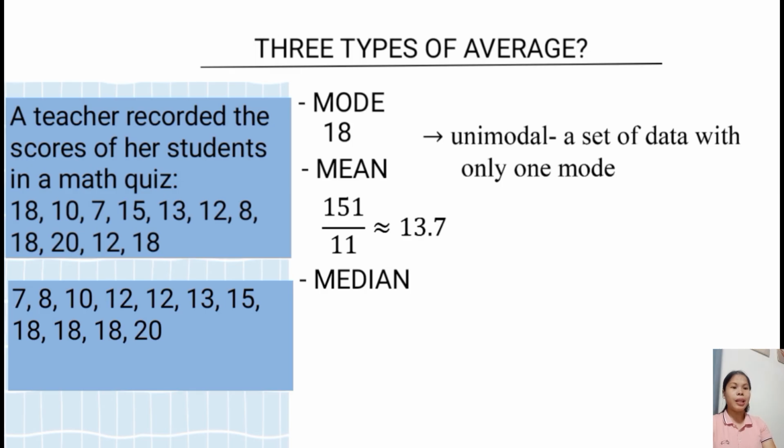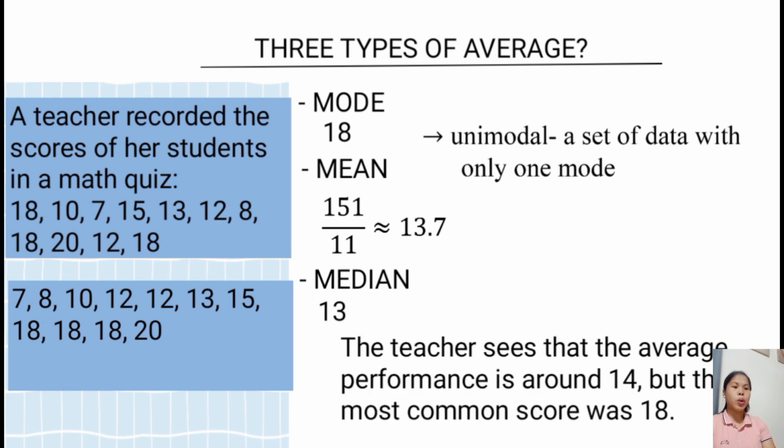For the median, that means it's the middle. Since the total is 11, the sixth value is the median. So that is 13. The teacher sees that the average performance is around 14, but the most common score was 18.